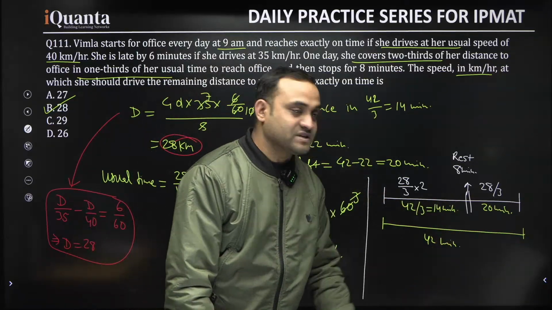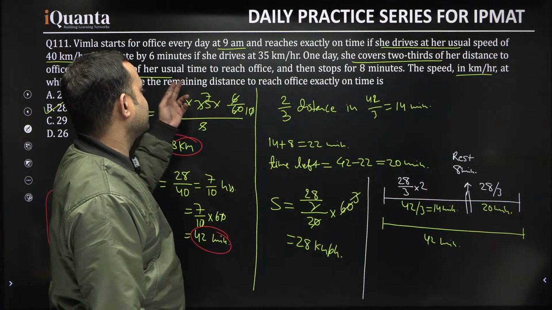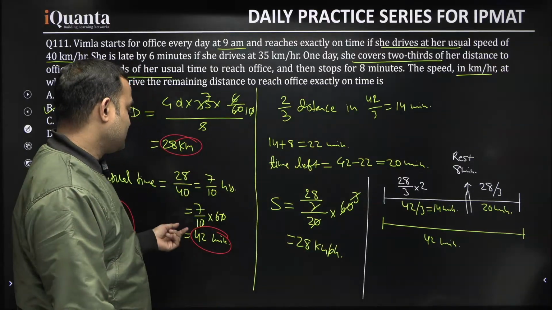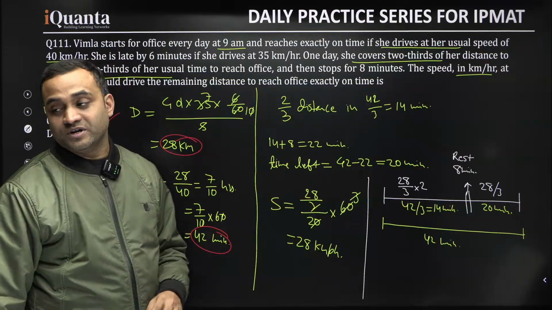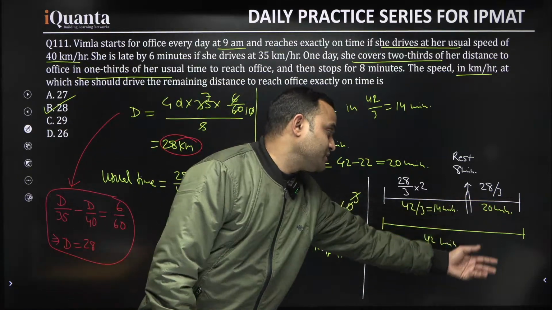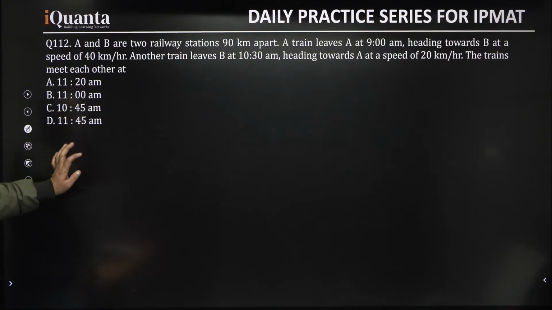अब क्लियर है, देखो डायग्राम से क्लियर है. दिस इज व्हाट इट सेज, है ना. It says she should arrive office exactly on time, and for to reach office exactly on time she should take exactly 42 minutes, not more than that, not less than that. So remaining distance must be covered in 20 minutes. Okay, clear है. आ गया समझ में? वेरी गुड. चलो लेट्स ट्राई द नेक्स्ट क्वेश्चन.